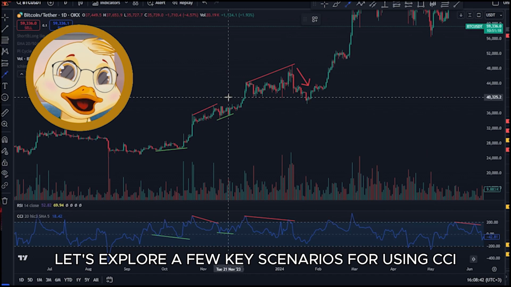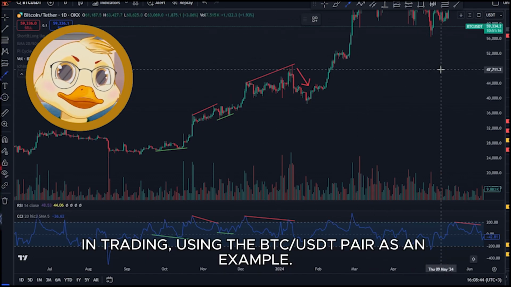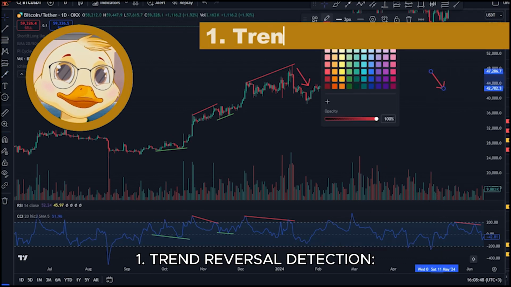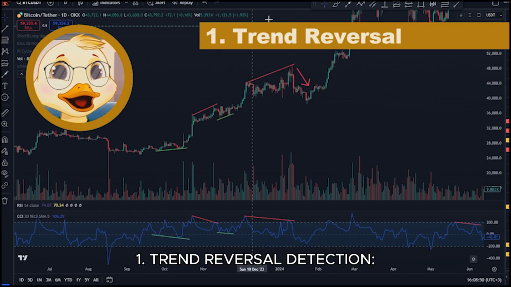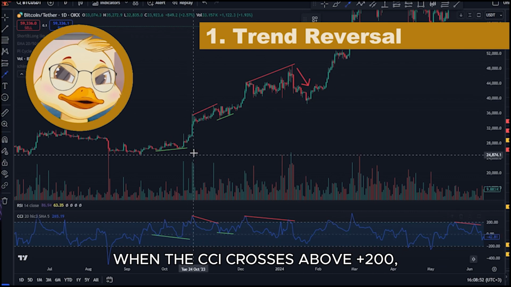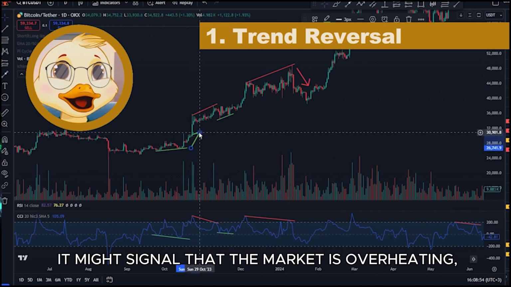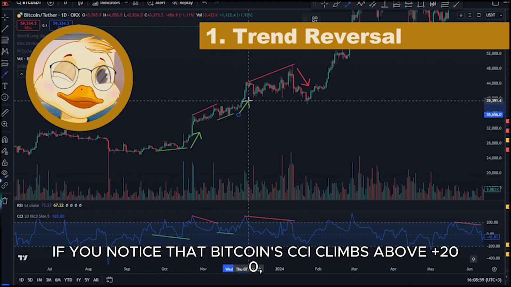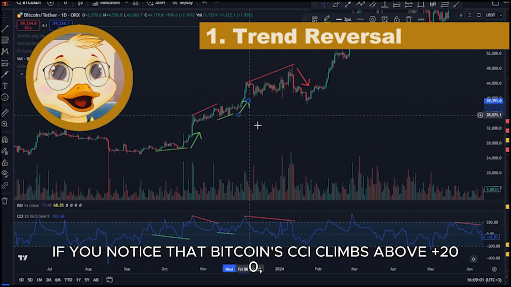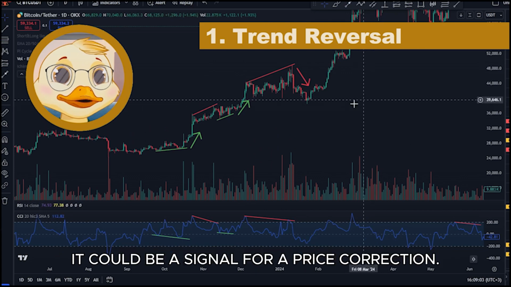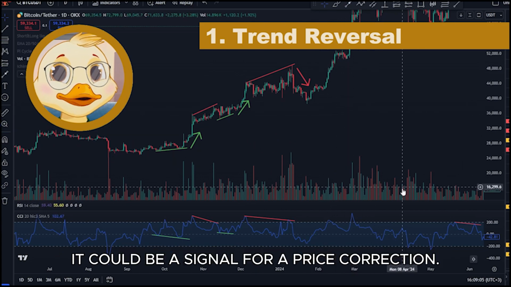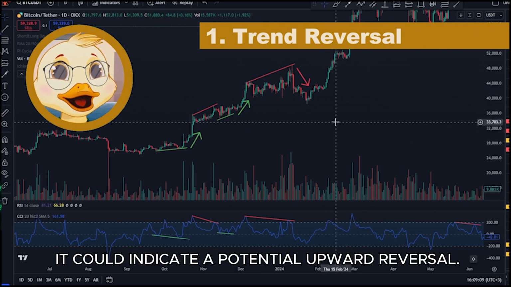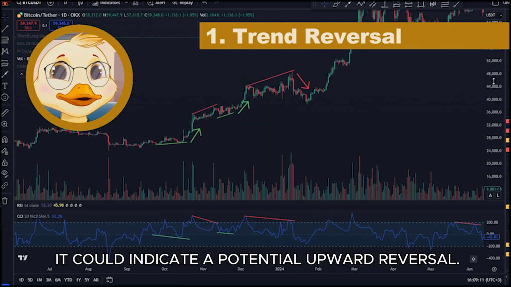Let's explore a few key scenarios for using CCI in trading using the Bitcoin USDT pair as an example. Number 1. Trend reversal detection. When the CCI crosses above +200, it might signal that the market is overheating and a downturn could be coming. For instance, if you notice that Bitcoin's CCI climbs above +200, it could be a signal for price correction. Similarly, when the CCI dips below -100, it could indicate a potential upward reversal.